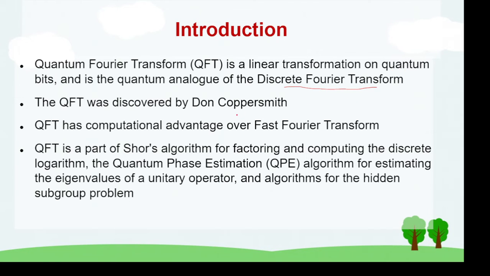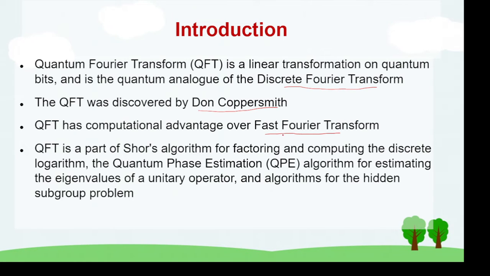It was discovered by Don Coppersmith, a well-known cryptographer from IBM. QFT has got a computational advantage over the fast Fourier transform. You know, the fast Fourier transform itself is one of the methods of doing the Fourier transform in an efficient way, and QFT has got a computational advantage over it. It's more than the computational advantage.